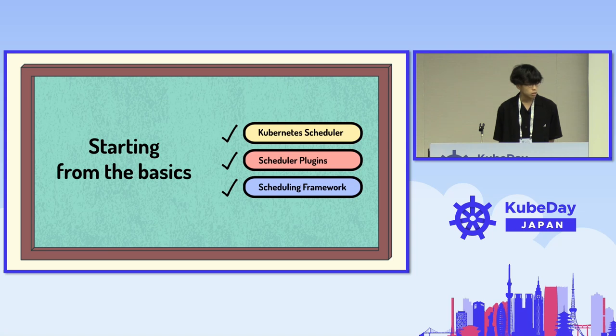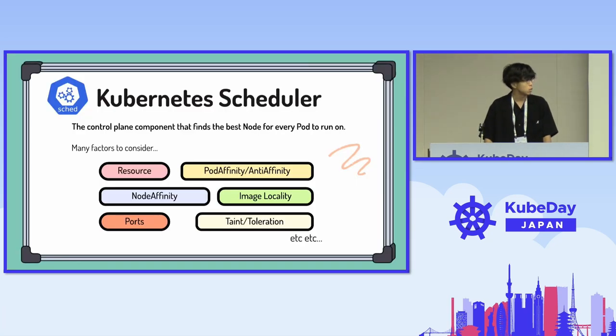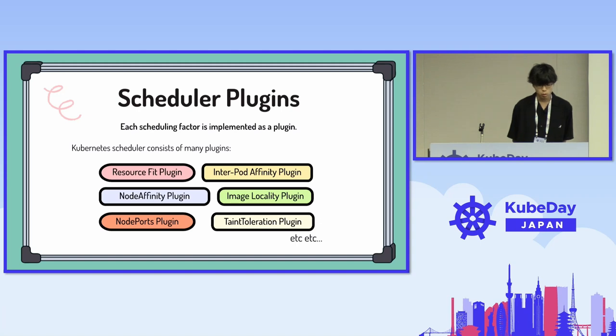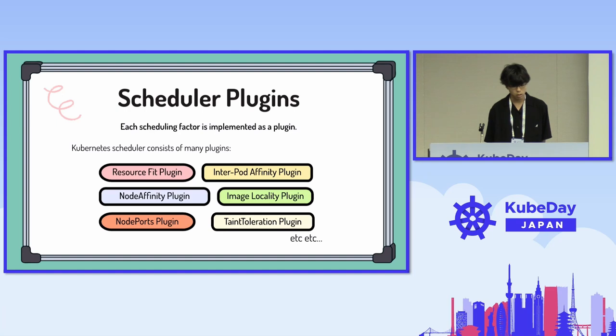Today we start from the basics of the scheduler because this is the beginner session. It's a control plane component and it's responsible for finding a node for the pod with multiple factors. There are many factors such as resource capacity, image locality, affinity, and more. Each of those factors is implemented as a plugin. So the scheduler consists of many plugins: we have the resource plugin for allocation, and we have affinity for handling placement.